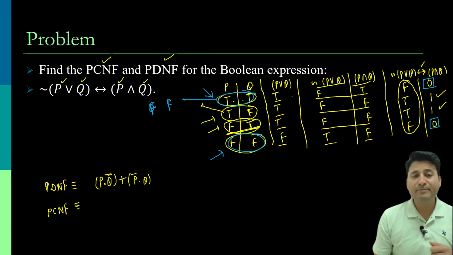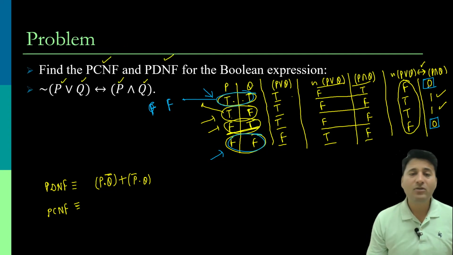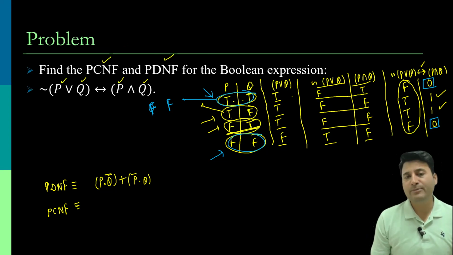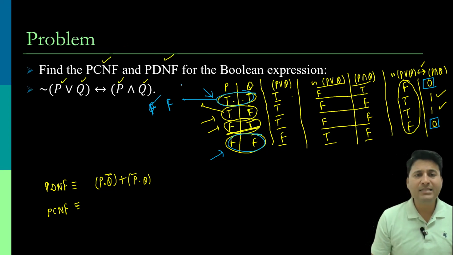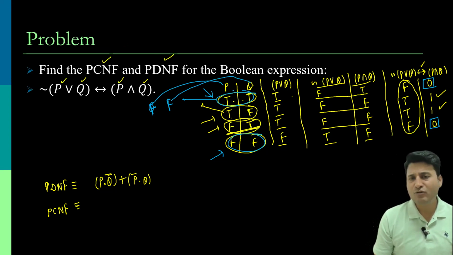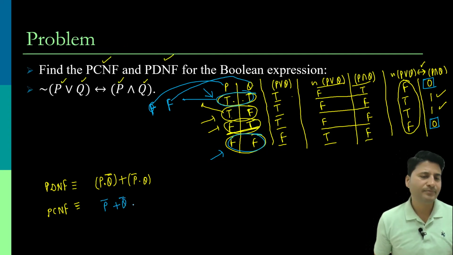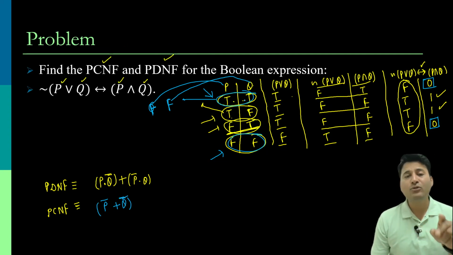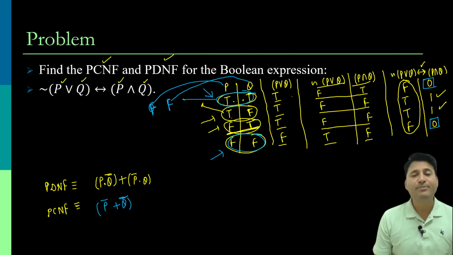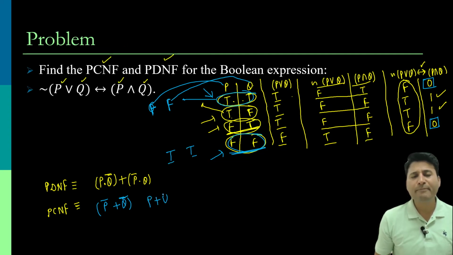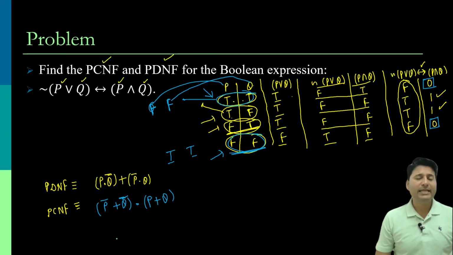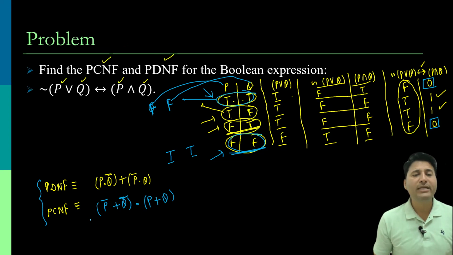Very important point when writing PCNF: taking output 0, you take the input and reverse your input. So this is FF. So F means P complement. This F means Q complement. And write the max term. Max term means the sum. So this is the max term for the first one, which is earlier TT, but because we are writing PCNF, we are supposed to reverse it. This is FF. So when I reverse it, it comes out as TT. T means the original variable. So P plus Q. So this is PCNF for this Boolean expression.